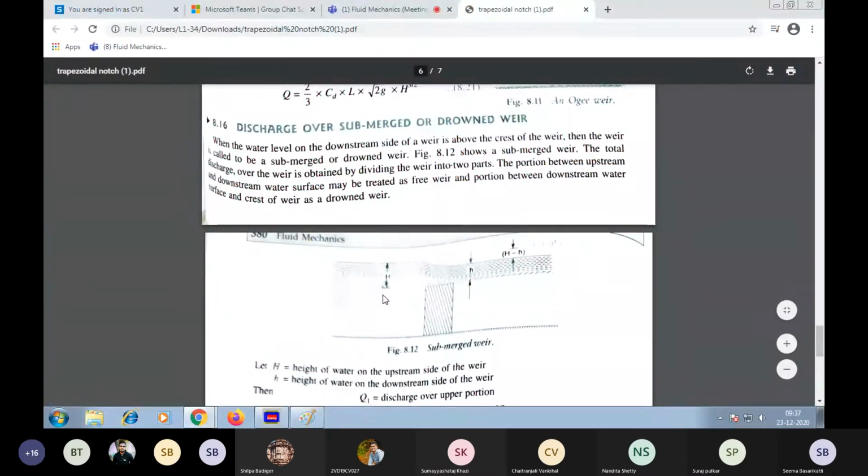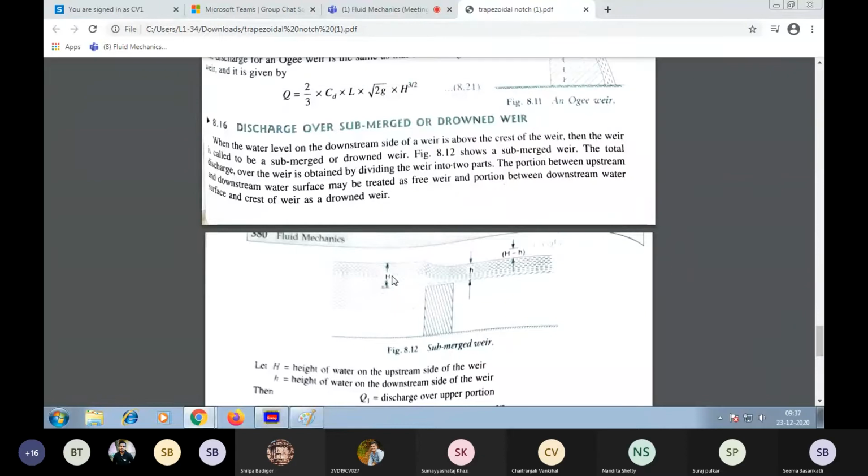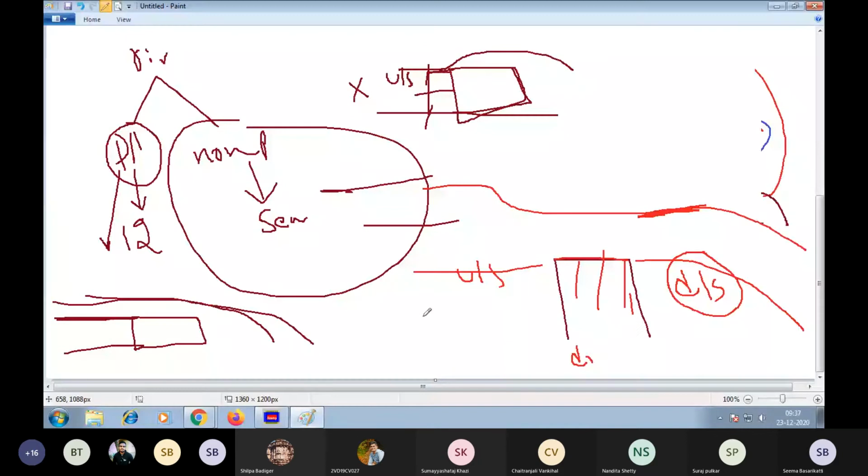So now at the upstream side, the height of the water above the crust is taken as capital H. Simultaneously, the height of the water at the downstream side, I am going to take as small h. Now, this is the extra height when you prolong this line from the upstream. So this is nothing but the extra height.